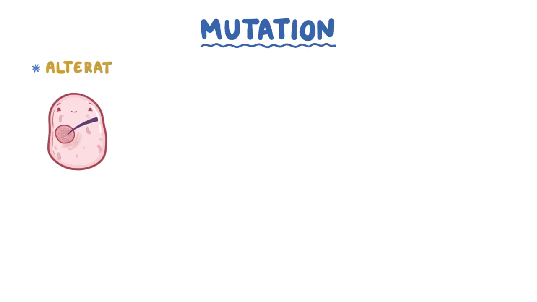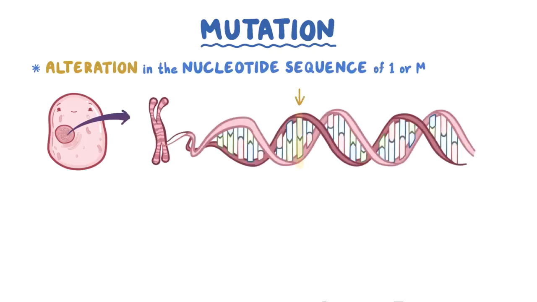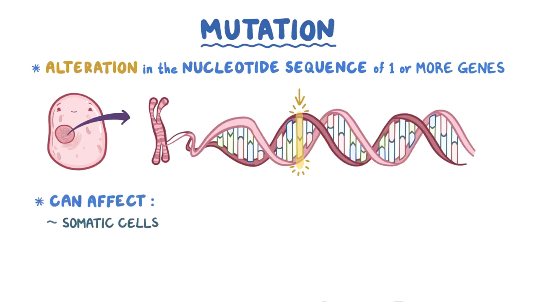Now, a mutation, put simply, is an alteration in the nucleotide sequence of one or more genes, but can sometimes affect large chunks of chromosomes. These mutations can affect the chromosomes in somatic cells, meaning any cell in our body other than the gametes, or the chromosomes in the gametes. Mutations in gametes are called germline mutations, because they can be passed on to the next generation.